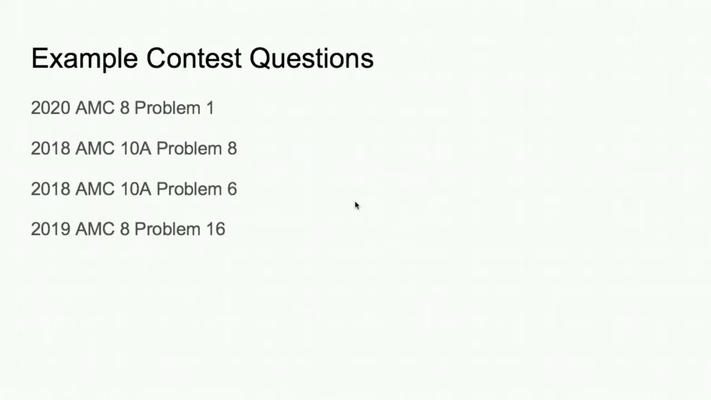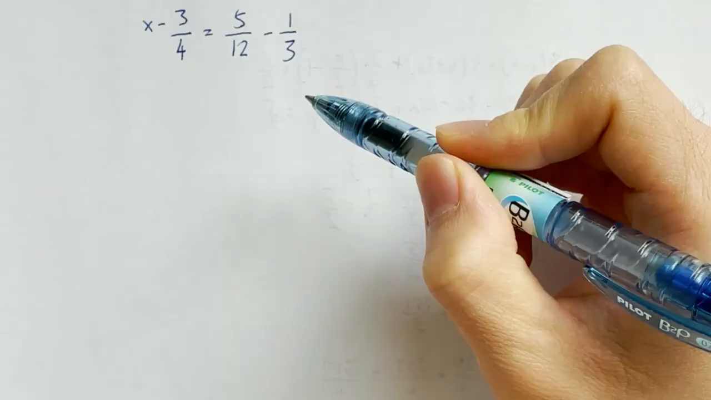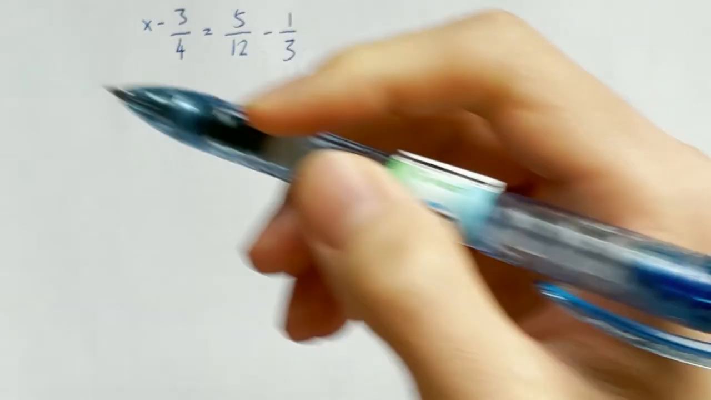Now we'll apply what we learned in this chapter to some real contest problems, starting with two of the examples that we looked at earlier. 2020 AAMC 8 Problem 1. The question reads, what value of x satisfies x minus 3/4 equals 5/12 minus 1/3? And here we see we're given a linear equation in one variable, and we're to solve it.